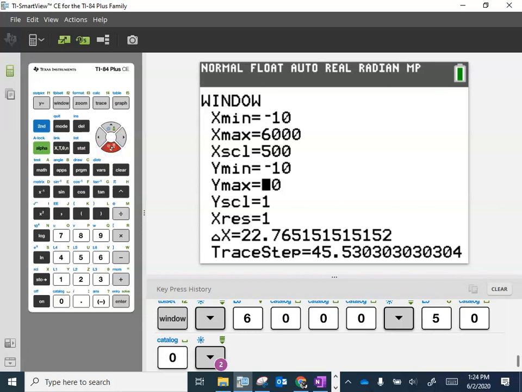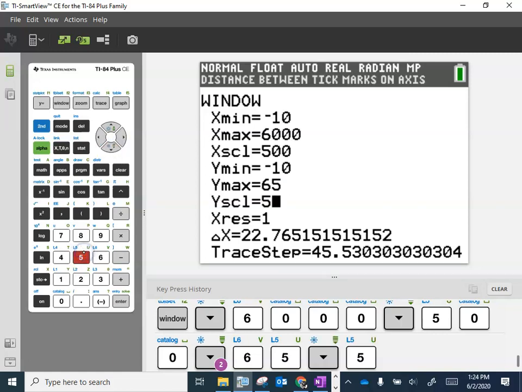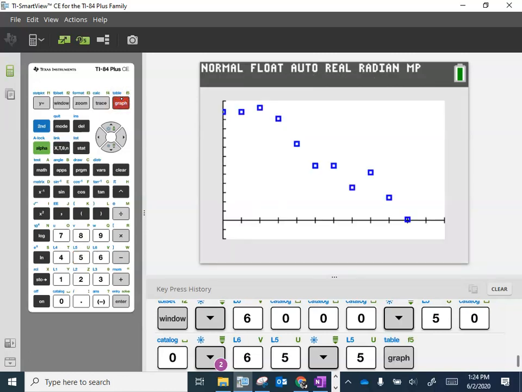And then our Y, if you remember, was temperature. So we're going to take our temperature. I'm going to do 65 so I can see all of my data points, because if you remember, we have that one that's 61.3. And then we also did a 5 scale here. So make sure you have that. And once you have all that set in your window, go ahead and hit graph. And then your scatter plot should show up.